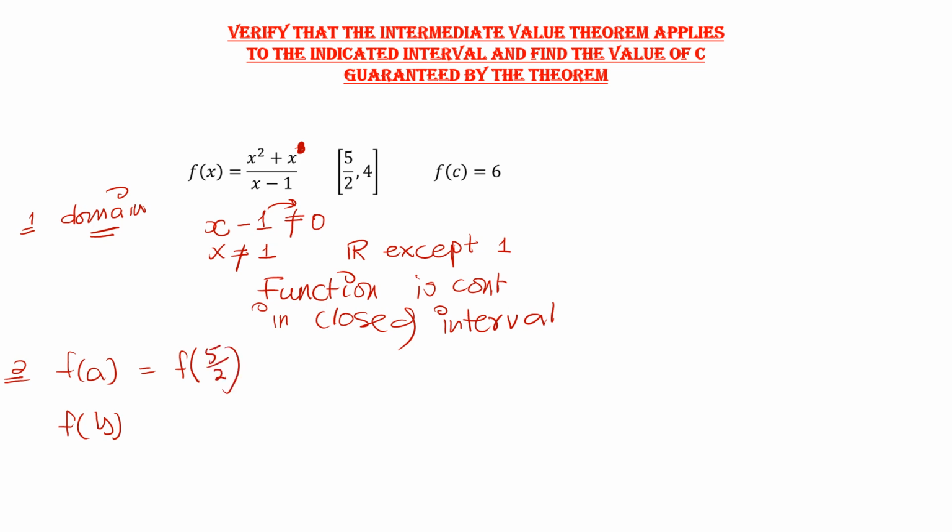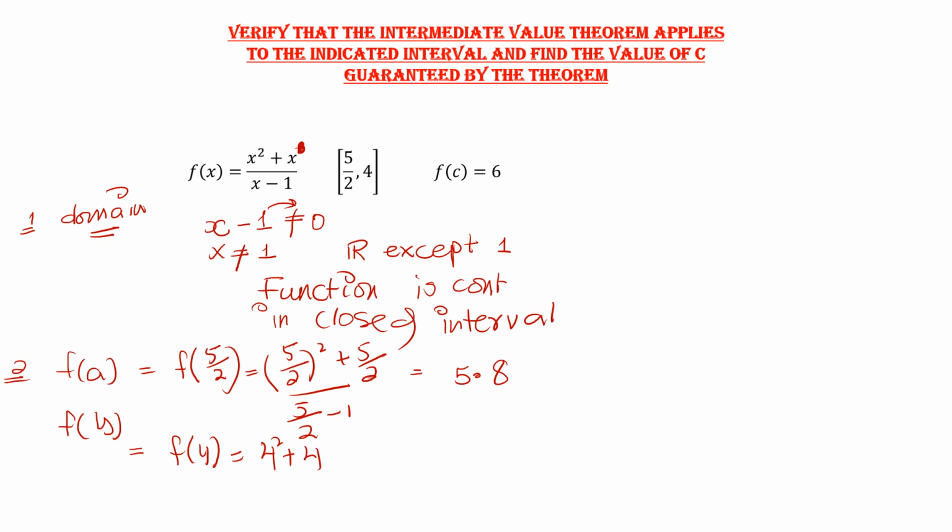Wherever you have x, you replace it by 5 over 2 whole squared plus 5 over 2, divided by 5 over 2 minus 1. I am just replacing x by 5 over 2 in the question. Write it in the calculator and you will get 5.8. After this, find f of b, where b is 4. So f of 4 equals, replacing x by 4, 4 squared plus 4 divided by 4 minus 1, and you will get 6.6.